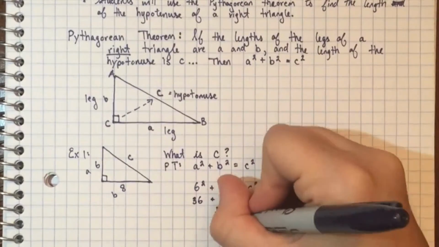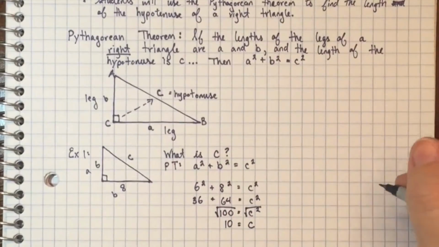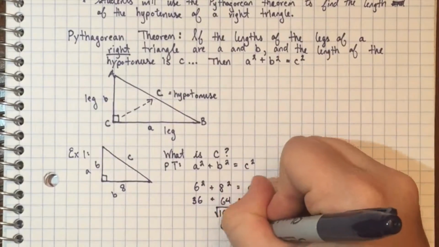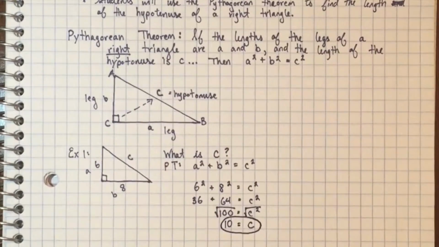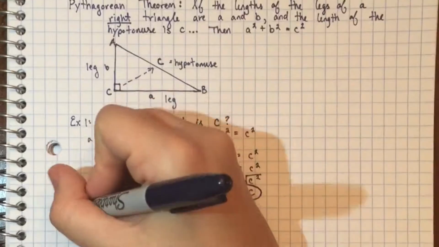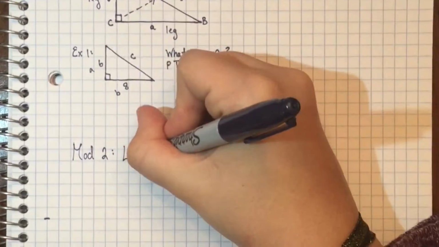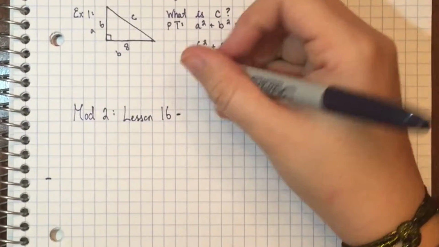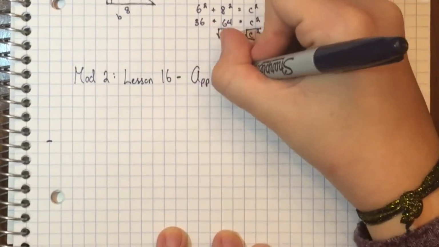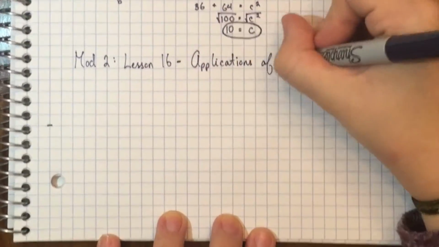When I square 6, for example, 6 times 6 is 36. I square 8, 8 times 8 is 64. And then I add those two numbers together, so I get 100 equals C squared. In order to remove the squared from that C, I take the square root, which I punch into my calculator, and I get the value 10 equals C.